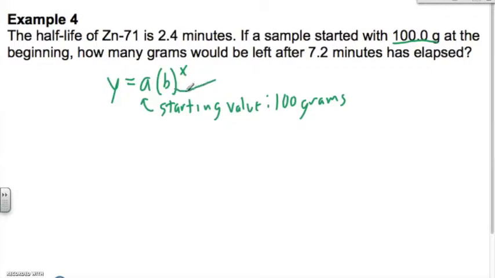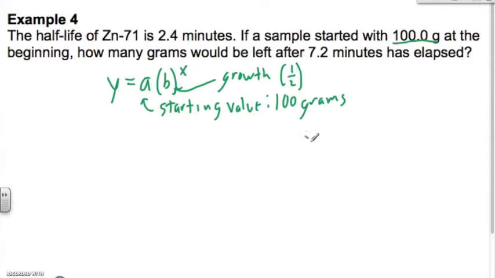Remember, b is our growth factor. Now, when I was summarizing what half-life was, we said it was how long it takes half the material to decay. So what our growth factor is going to be in every single half-life problem is going to be 1/2. So b will always be 1/2 in a half-life problem. Let me say that one more time. On a half-life problem, our b value will always be 1/2.